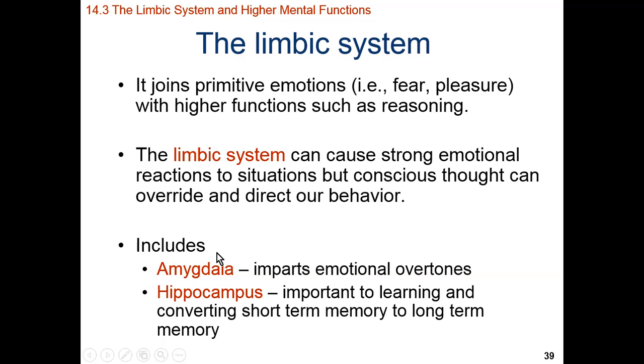And within our limbic system, there are two very specific structures I want to highlight. We have the amygdala. The amygdala is associated with emotional overtones of our body. And yes, that is going to remain that vague because it's not very well understood. The hippocampus is another structure of the limbic system that's very important for taking short-term memories and converting them into long-term memories, particularly short semantic information.